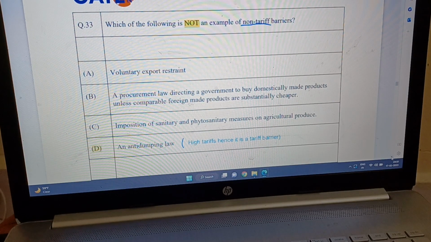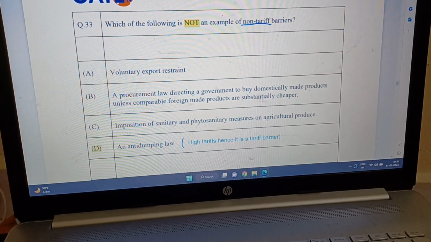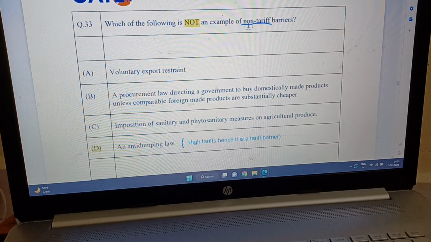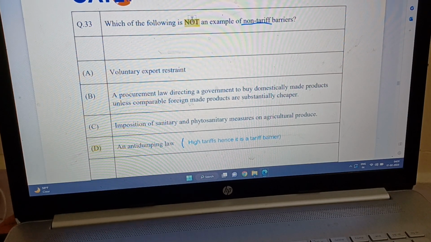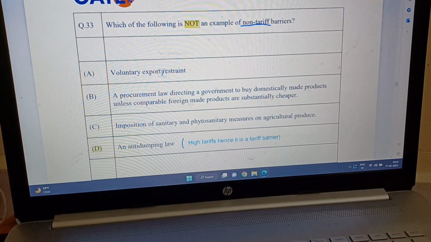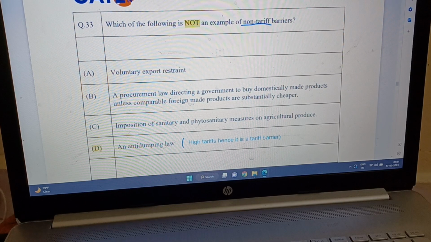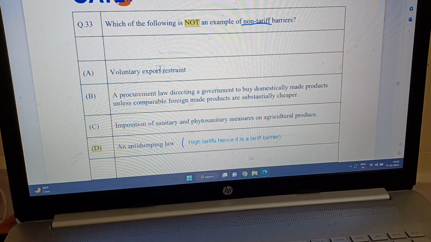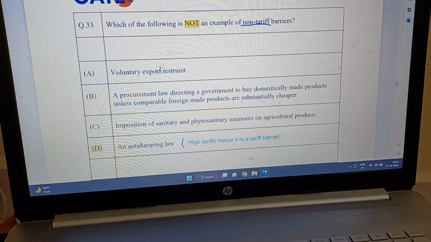Okay. Next question is, which of the following is not an example of non-tariff barriers? Not an example of non-tariff barriers means it is an example of tariff barrier. So, voluntary export restraint, it is of course non-tariff barrier because the country itself doesn't export. So, there are no tariff. The importing country doesn't impose tariff. Only the exporting country restrains that we will not export more than this.